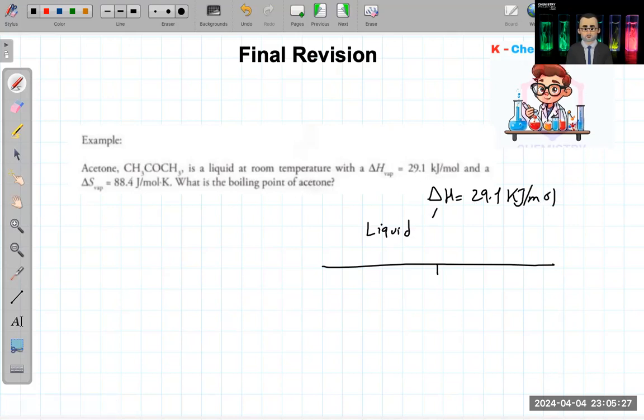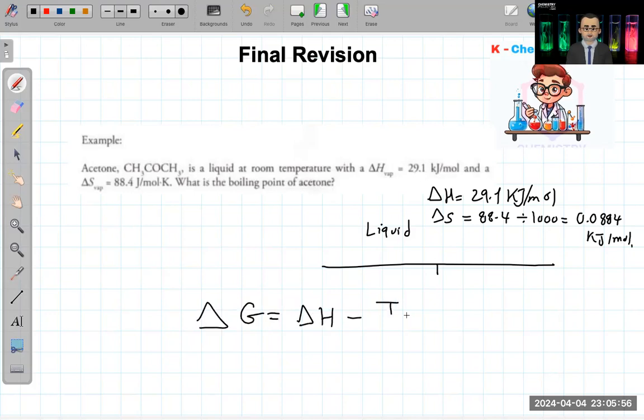And what's delta S of vaporization? 88.4 joule. Can I leave it as joule or do I need to change it? You must change it by dividing by 1000. Divided by 1000, what will it be? 0.0884. So I changed it, it becomes kilojoule also. What is the equation again? Delta G equals delta H minus T multiplied by delta S. Mister, what is the boiling point?